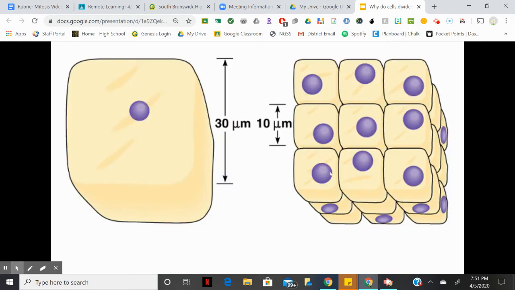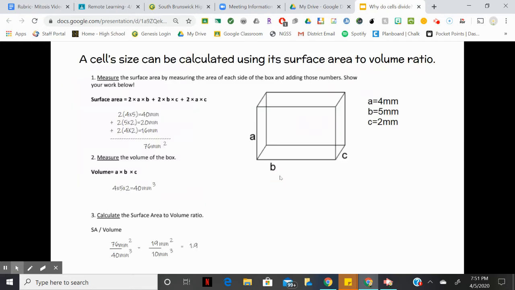So here's a more, you know, artistic representation, right? This is one big cell. Here's the nucleus. Here are many smaller cells. A particle would need to leave the nucleus and travel this entire distance in order to leave. In this smaller cell, a particle would only need to travel this distance to leave the cell, okay? So it is beneficial for cells to be small.